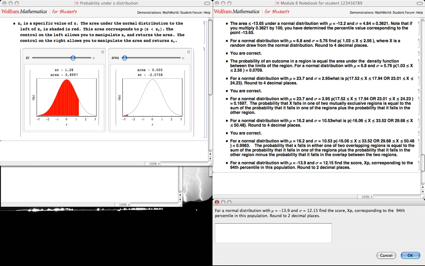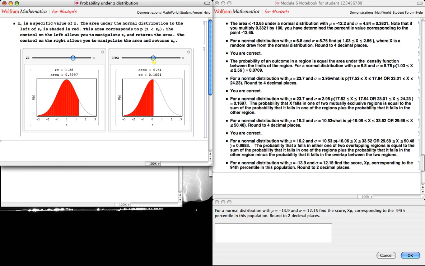Now the next question asks you to find the score corresponding to the 94th percentile in the population. Okay, in order to do this, the 94th percentile means 94% of the area of the distribution is below this score. So what I'm going to do is manipulate the graph that's on the right in the left window until the area is equal to 0.94.